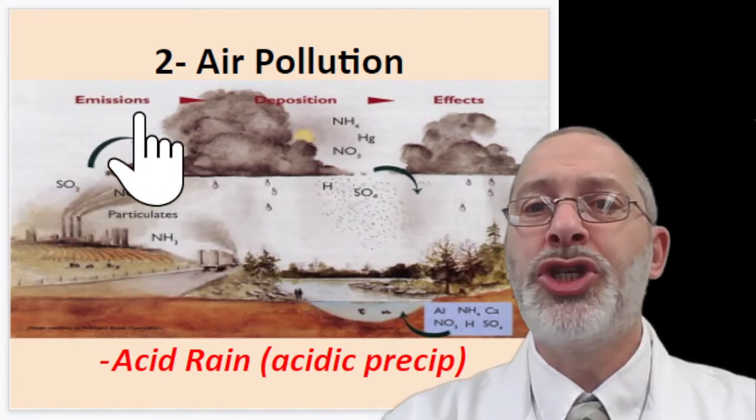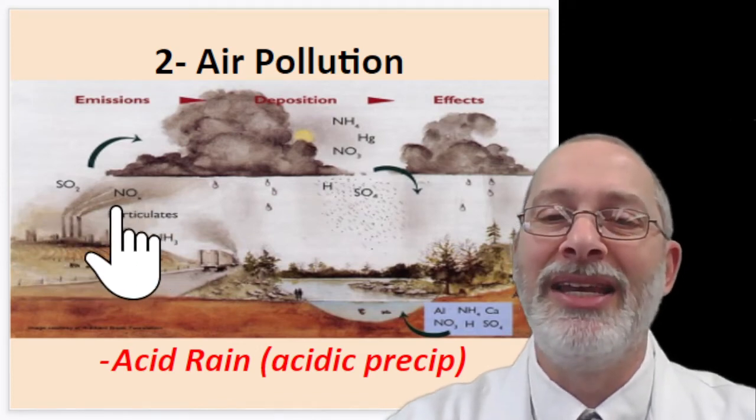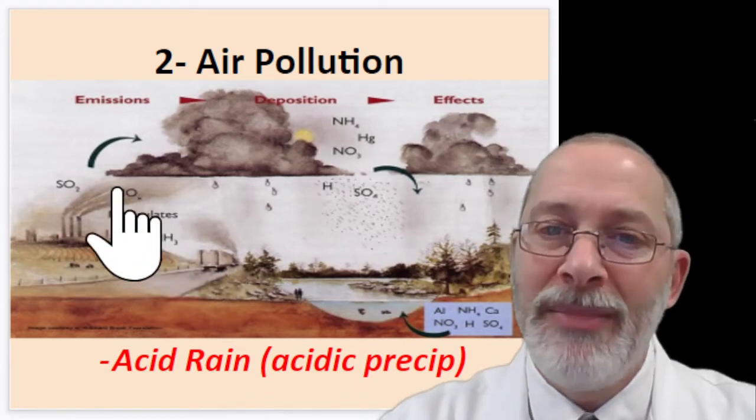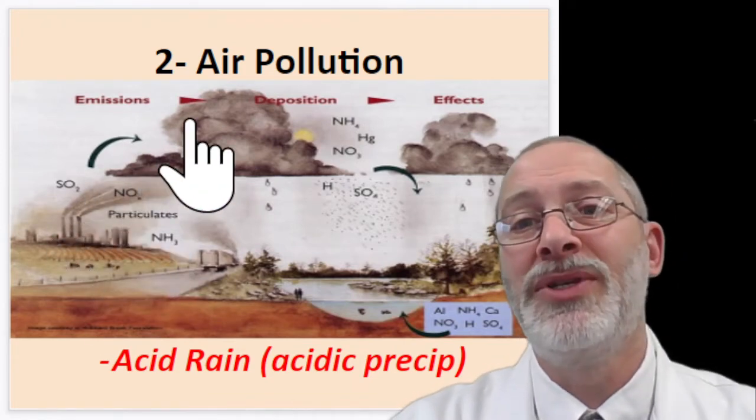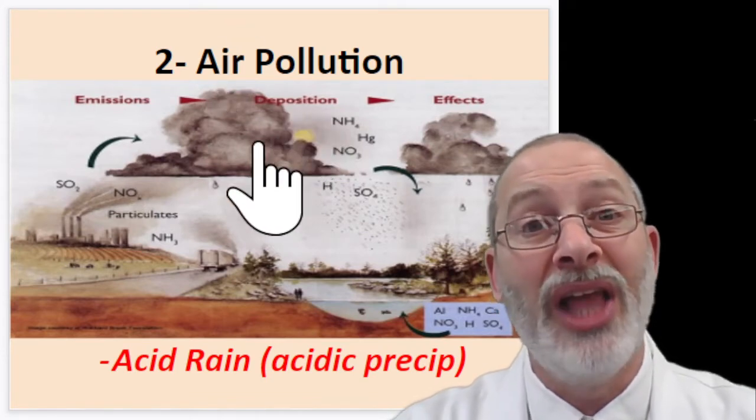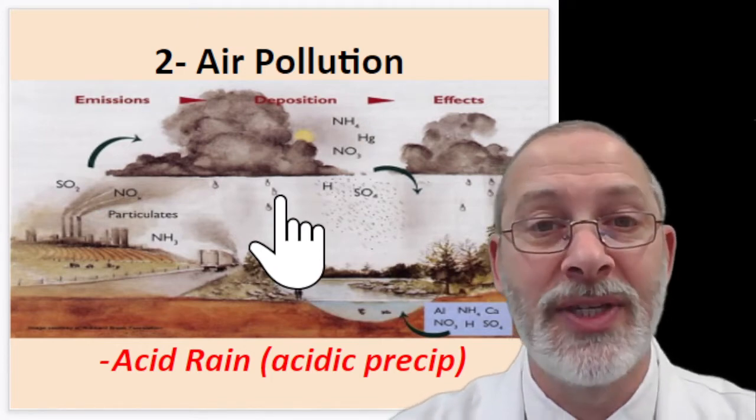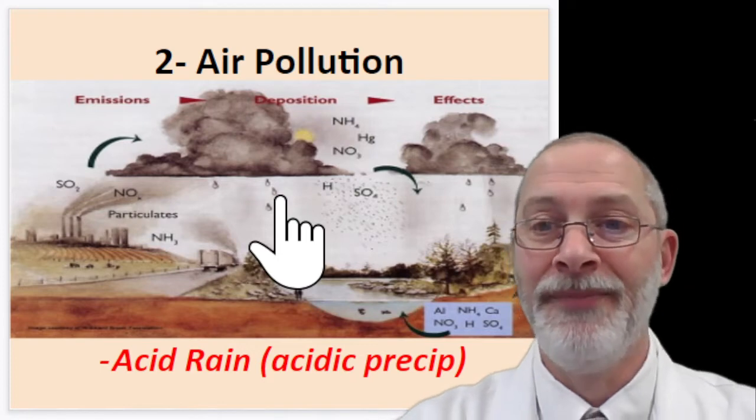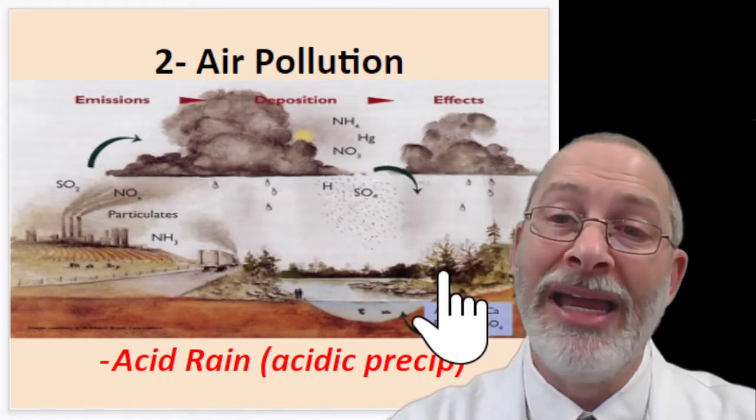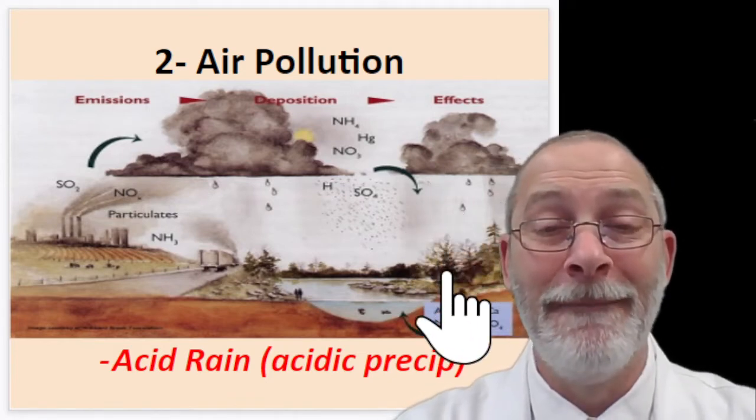Because of emissions going into the air, such as sulfur dioxide, nitrogen oxide, ammonia, these chemicals that go into the atmosphere mix with the moisture in the air and they form other things like sulfuric acid, hydrochloric acid, carbonic acid. They form acids in the atmosphere that, when it rains, fall out of the air.